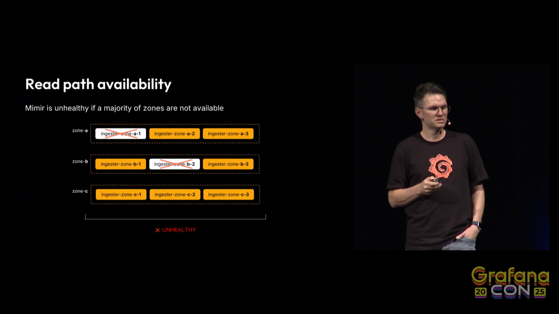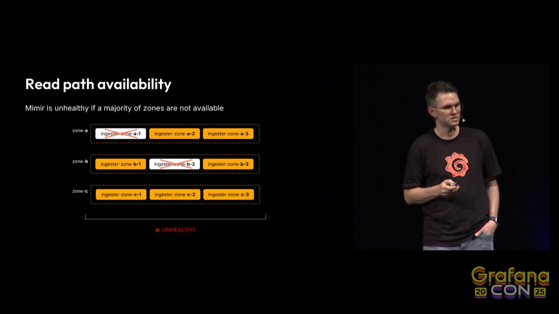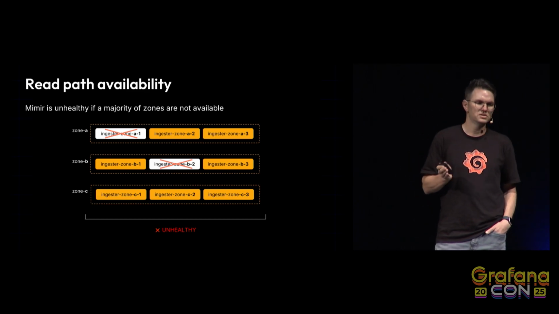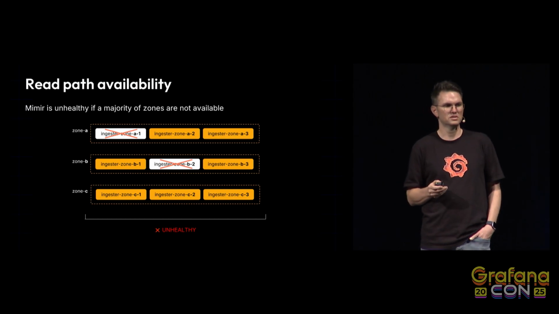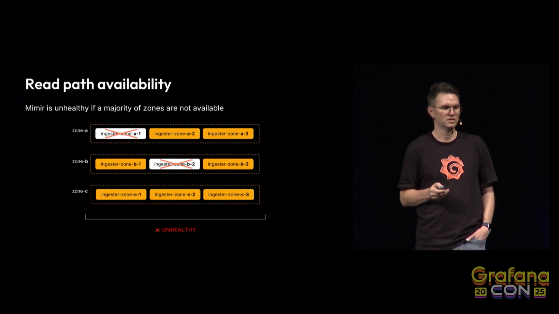But in this diagram, you can see we have an ingester that's unhealthy in zone A and an ingester that's unhealthy in zone B. And when using multi-zone replication, availability becomes based on what is going on with the majority of zones. And in this case, since the majority of zones is unhealthy, our read path would actually be unhealthy. This is more likely to happen in larger clusters, but it's something to be aware of with the current Mimir 2 architecture.